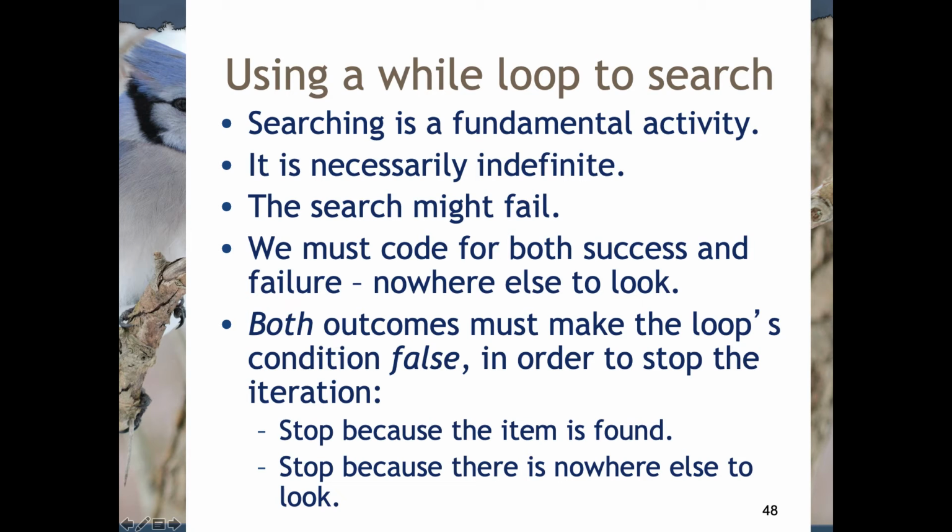Now, searching is necessarily an indefinite process. If we're searching for something, we can't know in advance how many items we might have to look at before we identify what it is that we're looking for. Indeed, we might never find the thing that we're looking for. The search might fail. So it's very important that when we're writing the condition of a while loop, we take both of those circumstances into account. We need to code the condition in such a way that it will become false if either we find the thing we're looking for or there are no more places to look for the thing. And that can be quite tricky, but it's an essential element of writing the condition of a while loop, and we'll see in practice what that means for us in a moment.